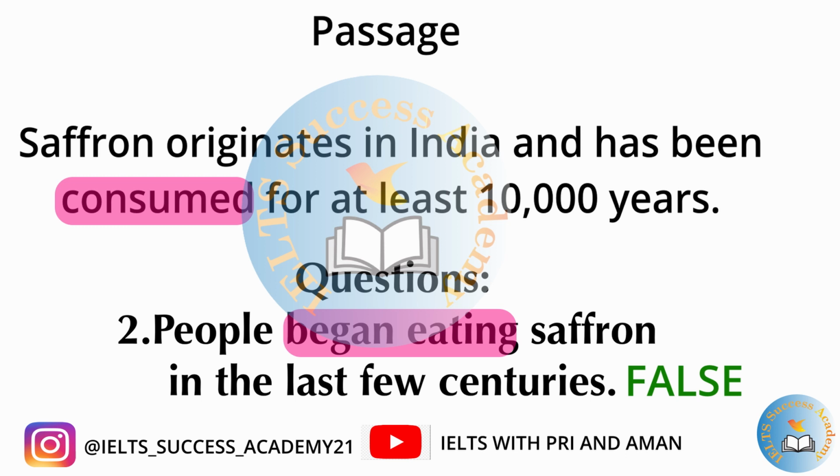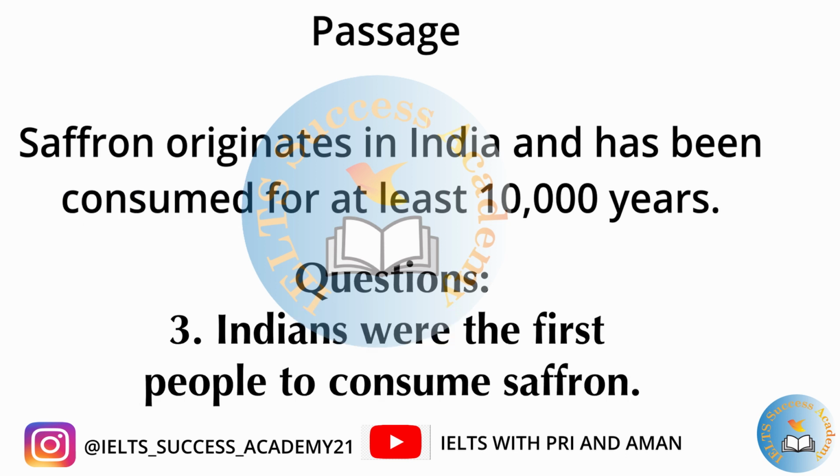Now let's look at the third question: Indians were the first people to consume saffron. What does this mean? It means the question is saying that the first people who started eating saffron were the people of India, that means Indians. Now let's come back to the passage. The passage only has one line, and there is no mention about whether Indians were the first people to consume saffron or not. So in this case, the answer should be Not Given because there is no information in the passage that helps us determine this. So we should mark it as Not Given.